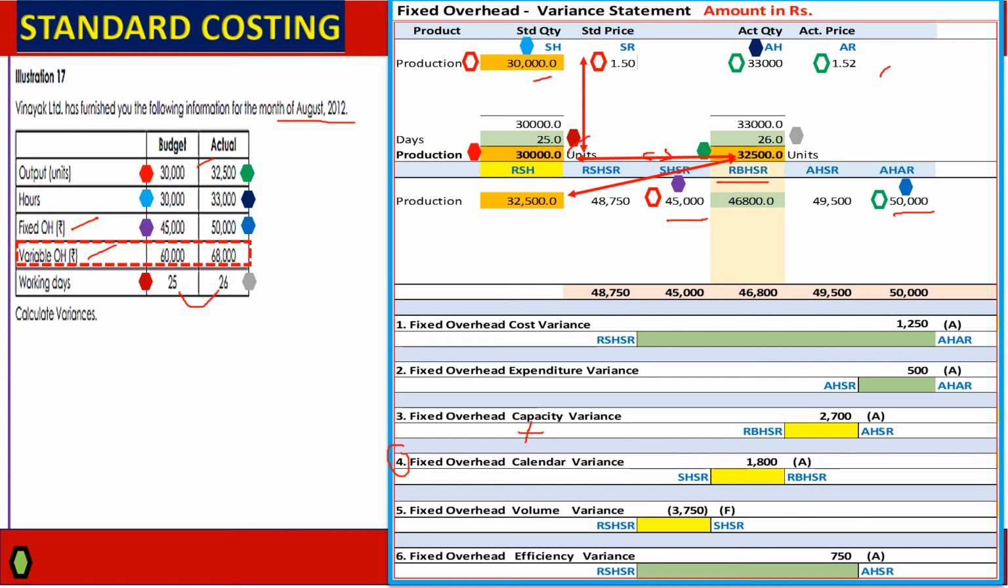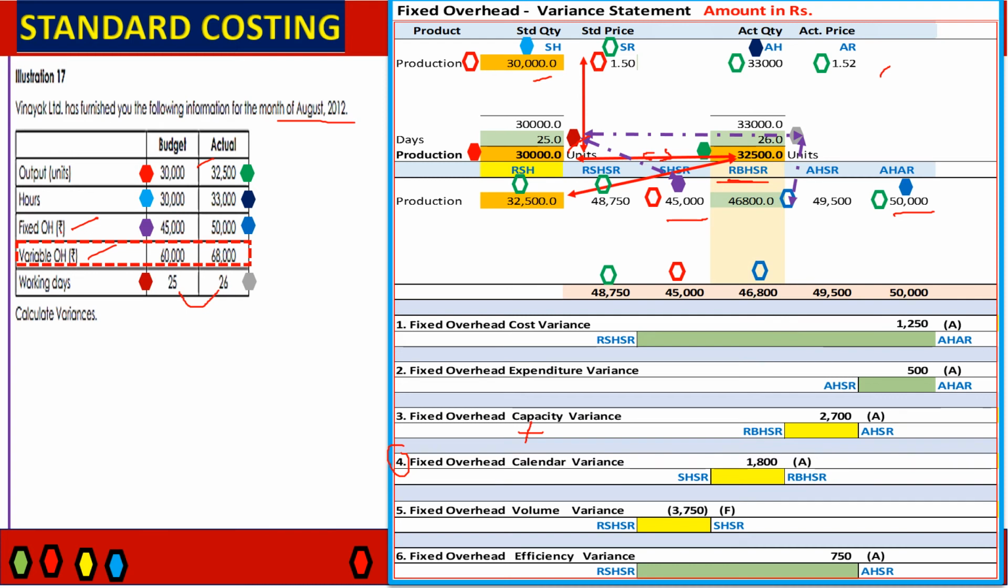Now fill up the template. RSH into SR. SR is 1.5, 48,750. SHSR is already given. Make the postings and the total. Now we have got RBSHR. 45,000 was budgeted as a standard for 25 days, but I worked 1 day extra. That 1 day extra has to be added to the budget, and the budget is revised from 45,000 for 25 days into 26 days at 46,800. This is one step which we should be careful about when the days are different.